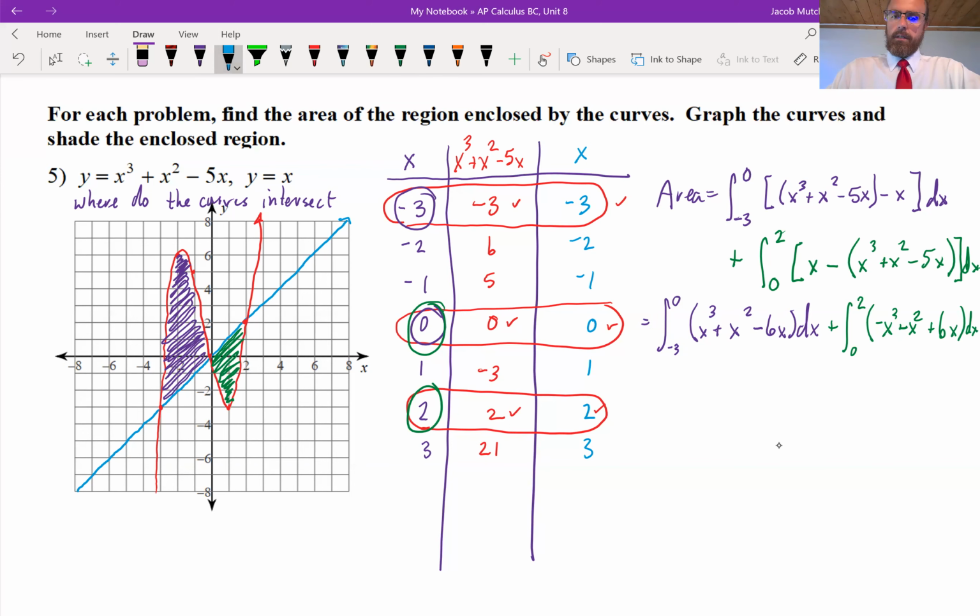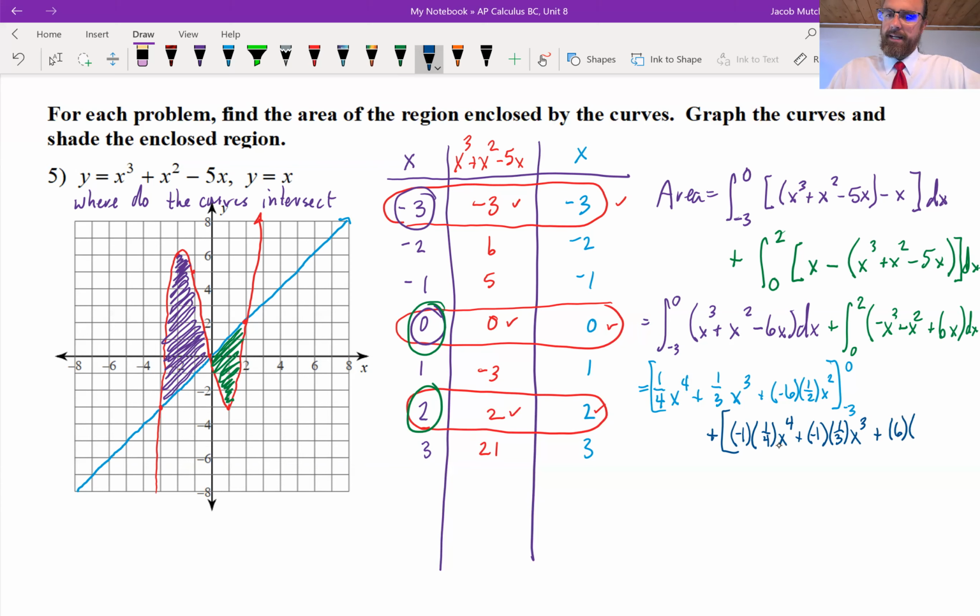So now I'm going to write that this is equal to 1/4 x to the power of 4. We're working on the purple integration first, plus 1/3 x cubed plus negative 6 times 1/2 x squared. And we're integrating that from -3 to 0. And then we'll pick up with our second expression. So I'll just write it slightly below here, plus, so it's a -1 there, 1/4 x to the 4th, plus, again, I got a -1 times 1/3 x cubed, and then plus 6 times half times x, and that's integrated from 0 to 2.